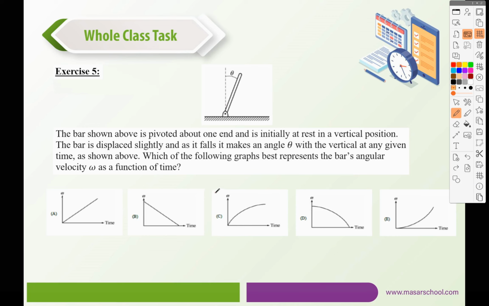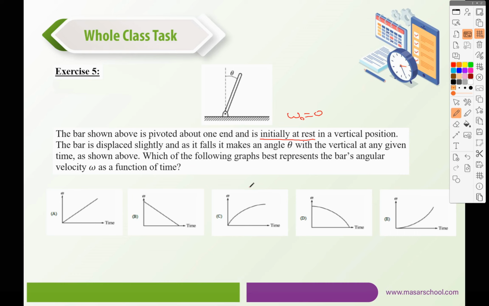Now the bar shown above is pivoted about one end and is initially at rest. Initially at rest means that the initial speed is given by 0. The bar is displaced slightly, and as it falls, it makes an angle theta with the vertical at any given time as shown above. Which of the following graphs best represents the bar's angular velocity omega as a function of time?